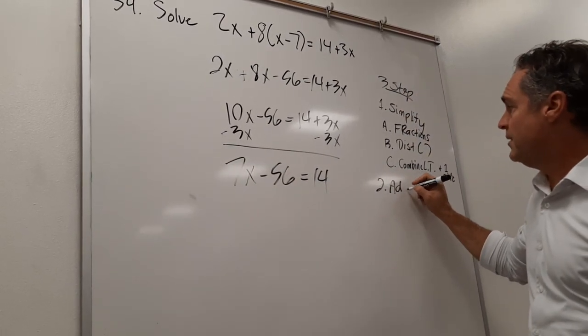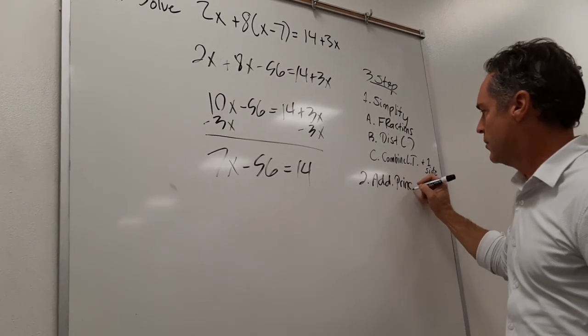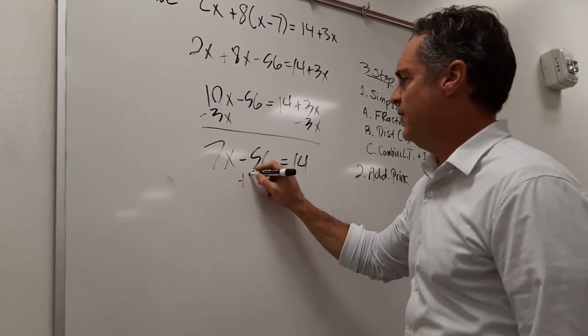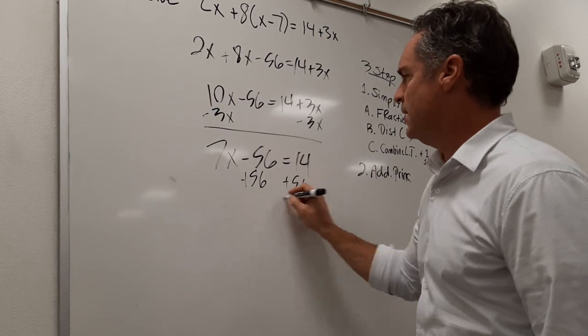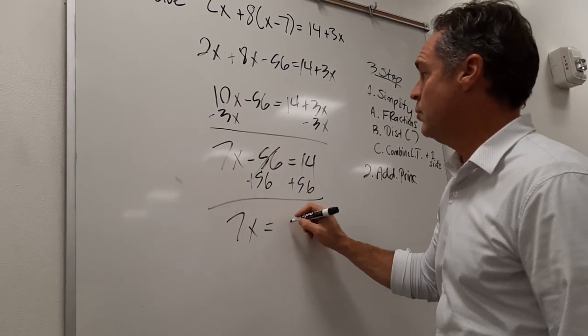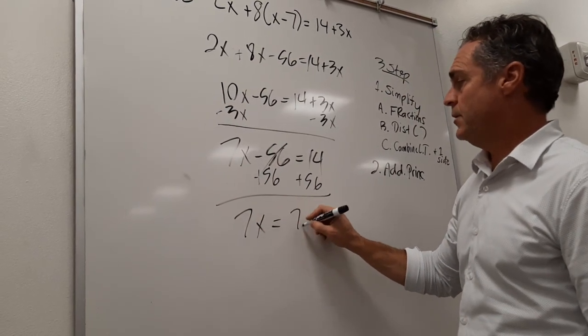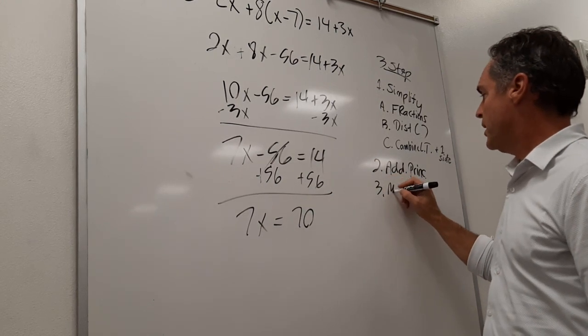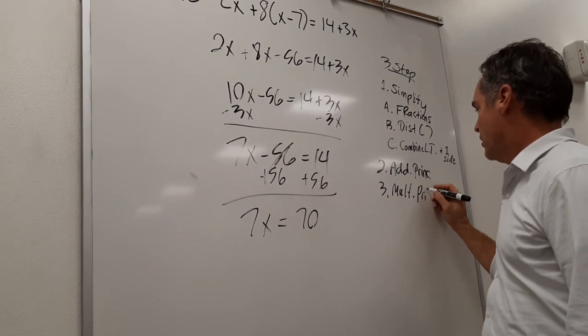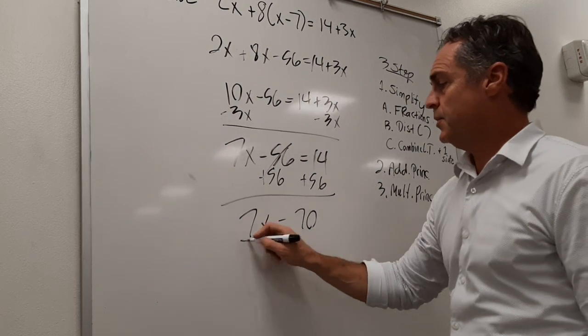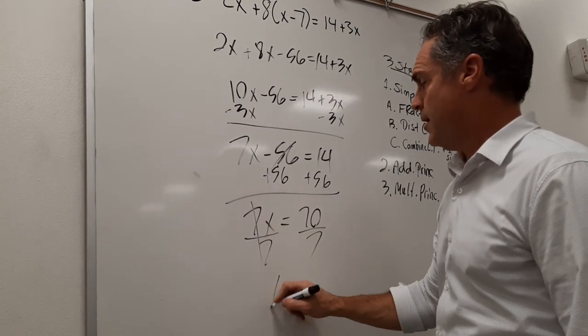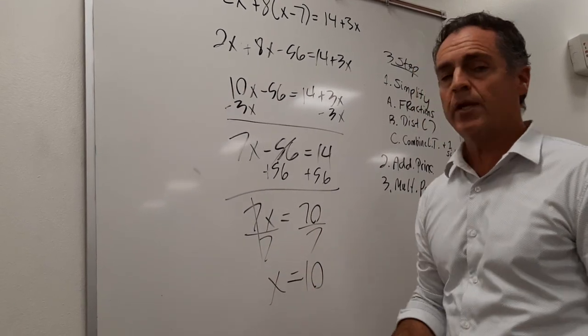Step number 2 is the addition principle. We're going to add 56, and we're going to add 56, and we get 7x equals 70. And then we have the multiplication principle. We divide by 7 and divide by 7, and x equals 10, and we are done.